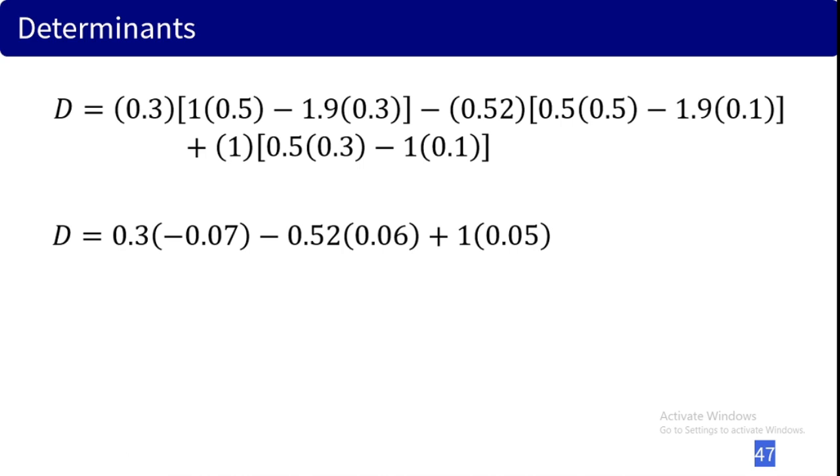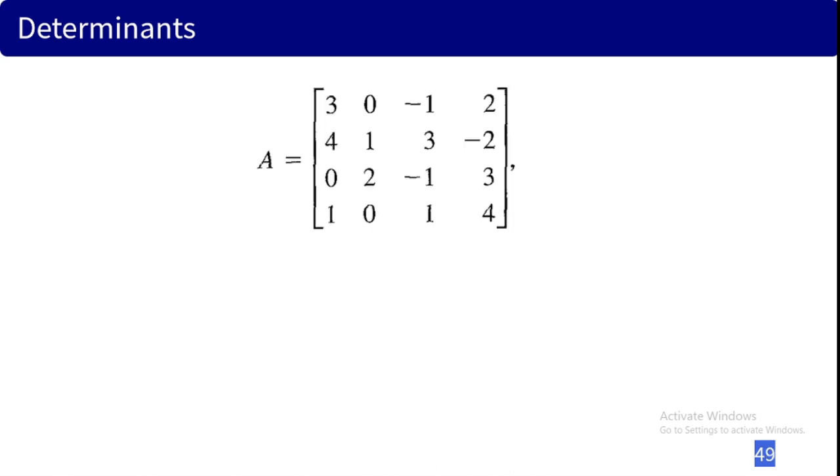Now, evaluating further, we obtain that the determinant of the matrix A is negative 0.0022. The same process is used in getting the determinant of higher order matrices, such as this 4 by 4 matrix. We'll take this example.